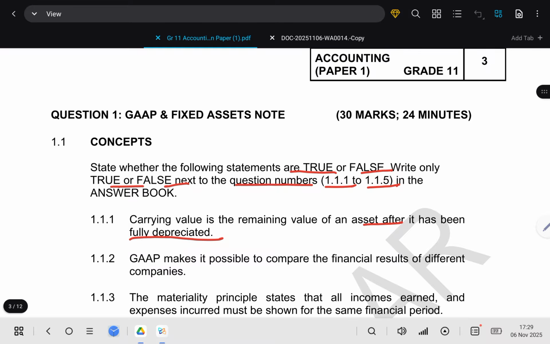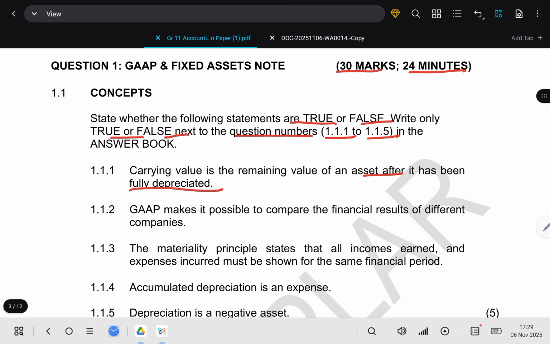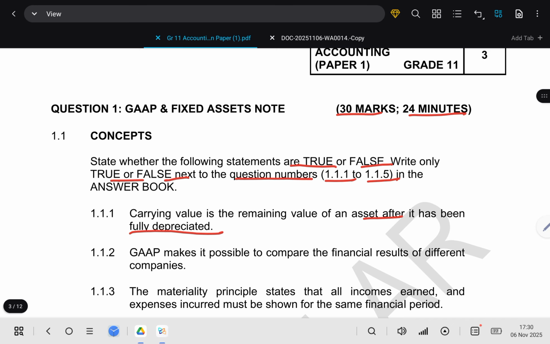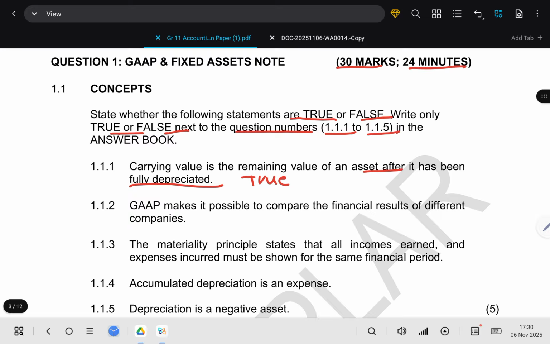Now here they're saying that this question consists of 30 marks and we should be able to do it in 24 minutes. So I hope that we'll be able to stick to that time. So here they're saying carrying value is the, remember this is the section whereby you have to indicate whether it's true or false, right? Now the first concept says that carrying value is the remaining value of an asset after it has been fully depreciated. So in this case, this answer here, it will be true because we know that carrying value of an asset after it has been fully depreciated, the lowest carrying value an asset can have, it's still 1. So that 1, we still call it a carrying value.